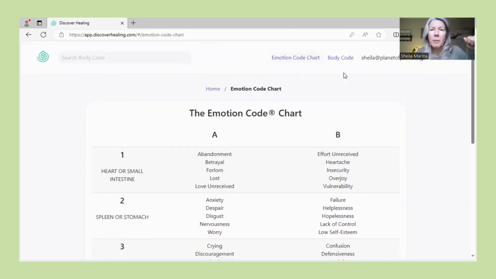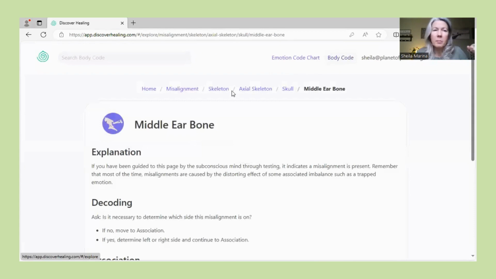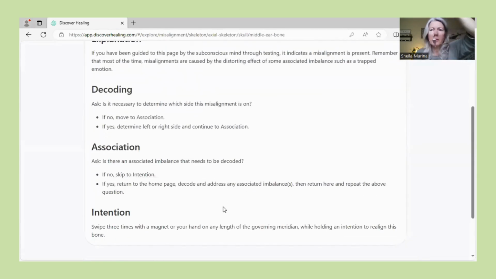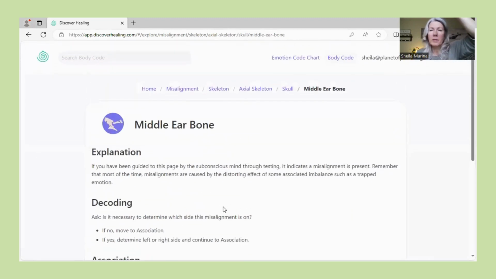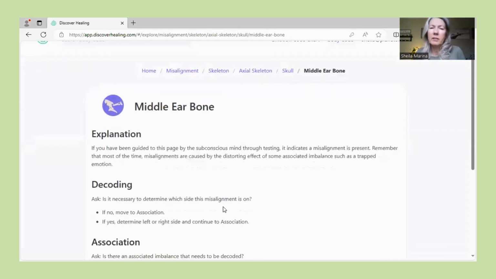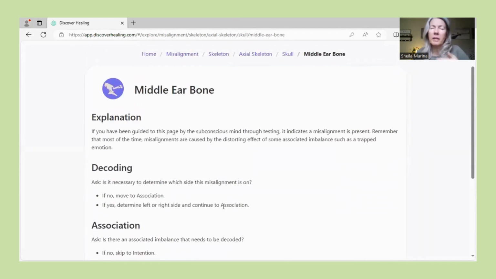Yes. And let's go back to the Body Code now and into the middle ear bone. Let's see, is there anything else we need to know about this middle ear bone? Is there any associated imbalance? And are we able to reset this middle ear bone now? Okay, so now we're just going to go ahead and set the intentions to realign that middle ear bone now, setting the intention, moving along the governing meridian once, twice, allowing that middle ear bone for Gus to just reset now. Three times, that middle ear bone has now been reset.